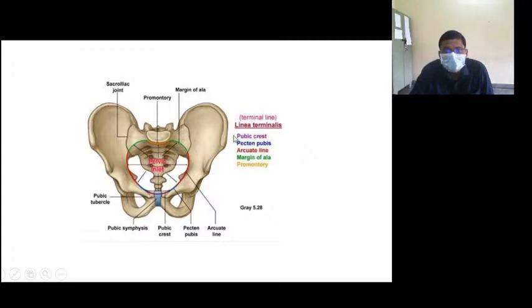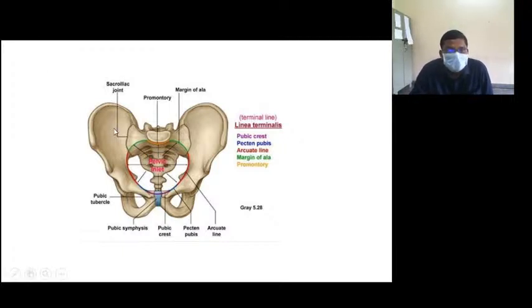Hence, the linea terminalis consists of the pubic crest with the purple color, then the blue colored pecten pubis, then the red colored arcuate line, and now we can see the anterior soft margins of the ala of the sacrum, and finally the yellow colored part, that is the sacral promontory. These are all the structures which together form the inlet of the pelvis or the superior aperture of the pelvis, or otherwise you can also call it the pelvic brim.